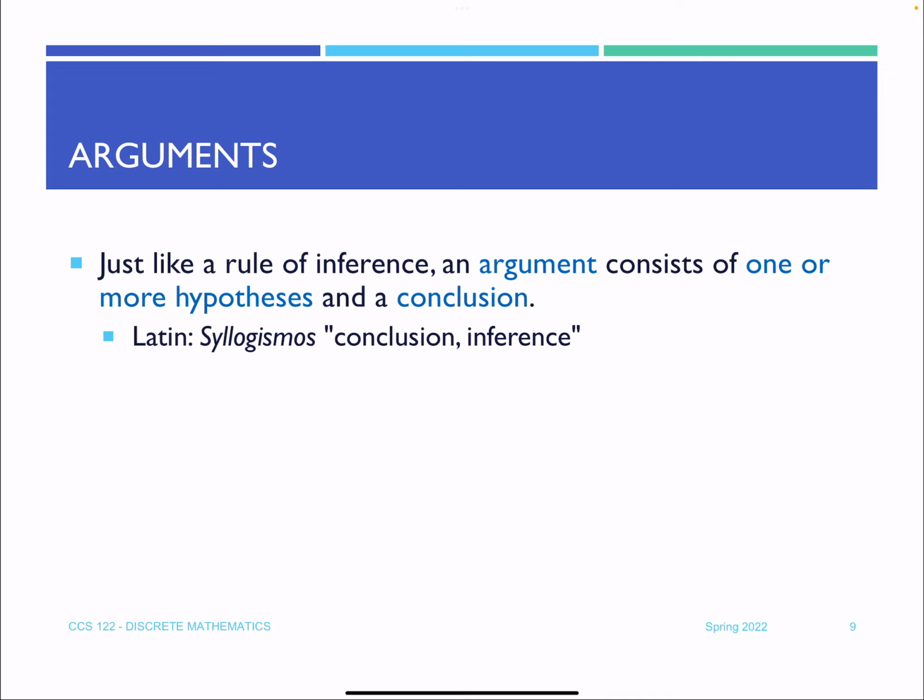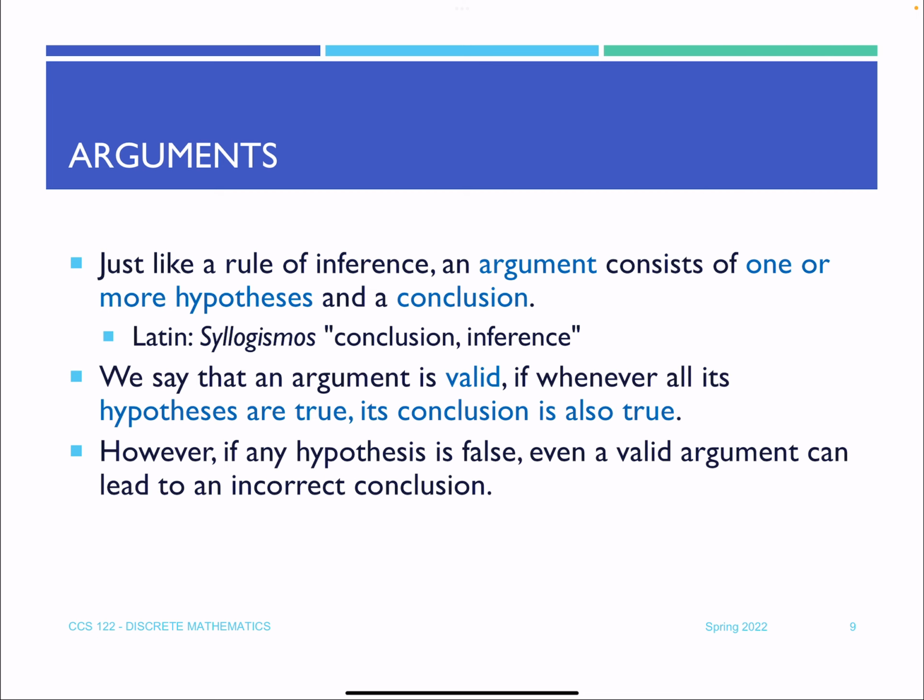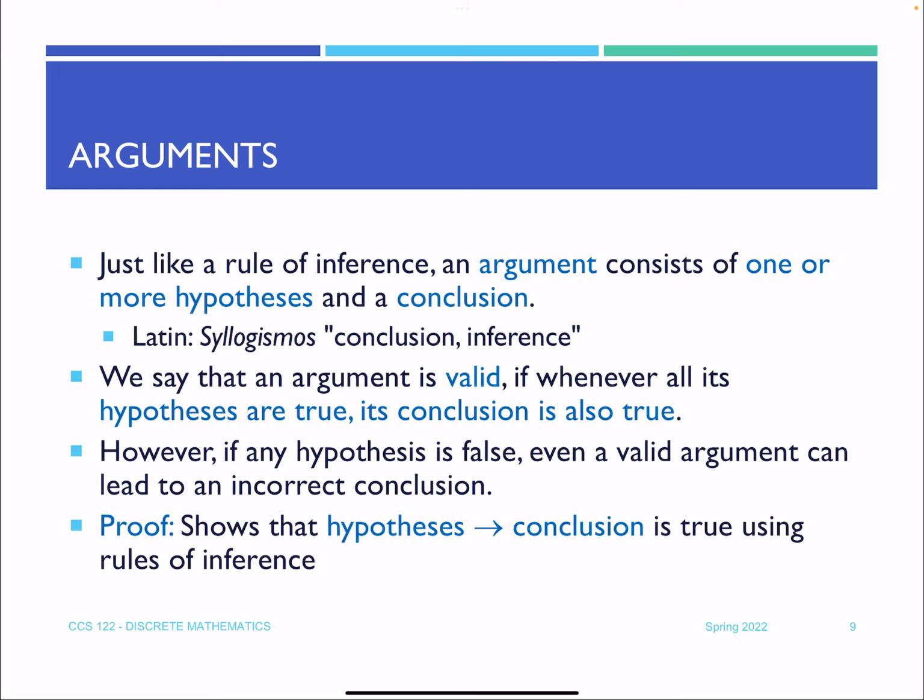Just like a rule of inference, an argument consists of one or more hypotheses and a conclusion. This word that you just saw, syllogism, also comes, it's English, but it comes from the Latin word syllogismos, which means conclusion or inference. We say that an argument is valid if, whenever all its hypotheses are true, its conclusion is also true. But if any hypothesis is false, even a valid argument can lead to an incorrect conclusion, and we'll see an example of that.